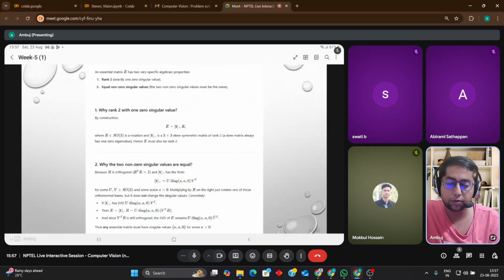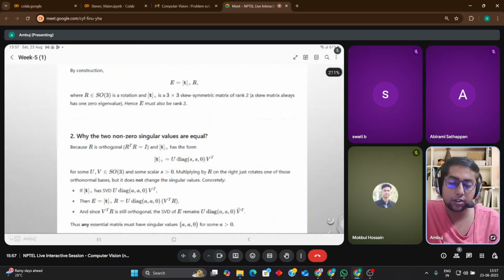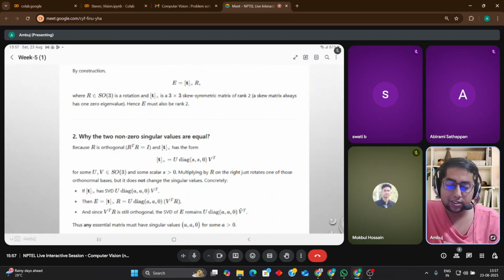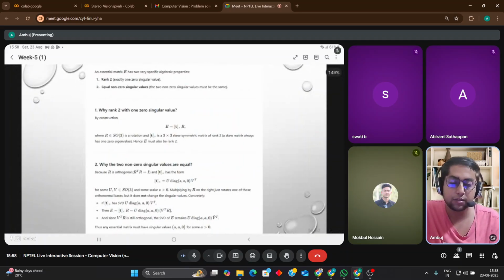Why rank 2 with one zero singular value? You just try to perform the construction E equal to the skew symmetric matrix T multiplied by R, where R is a simple rotation and T is the skew symmetric matrix of rank 2. The two non-zero singular values are equal because R is orthogonal. For some u, v and some scalar s greater than 0, any essential matrix must have singular values s, s, 0. This is the fundamental aspect.